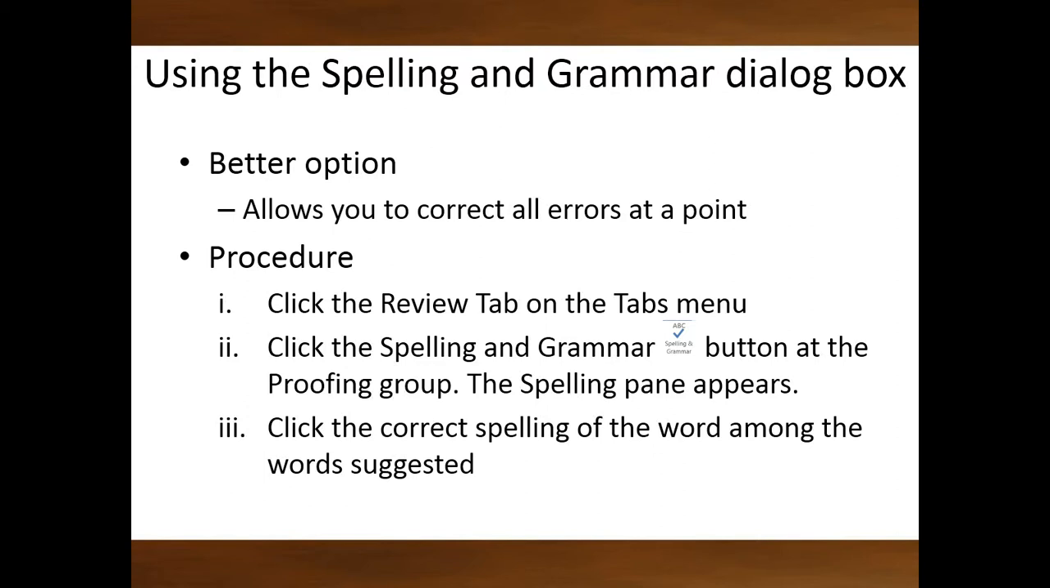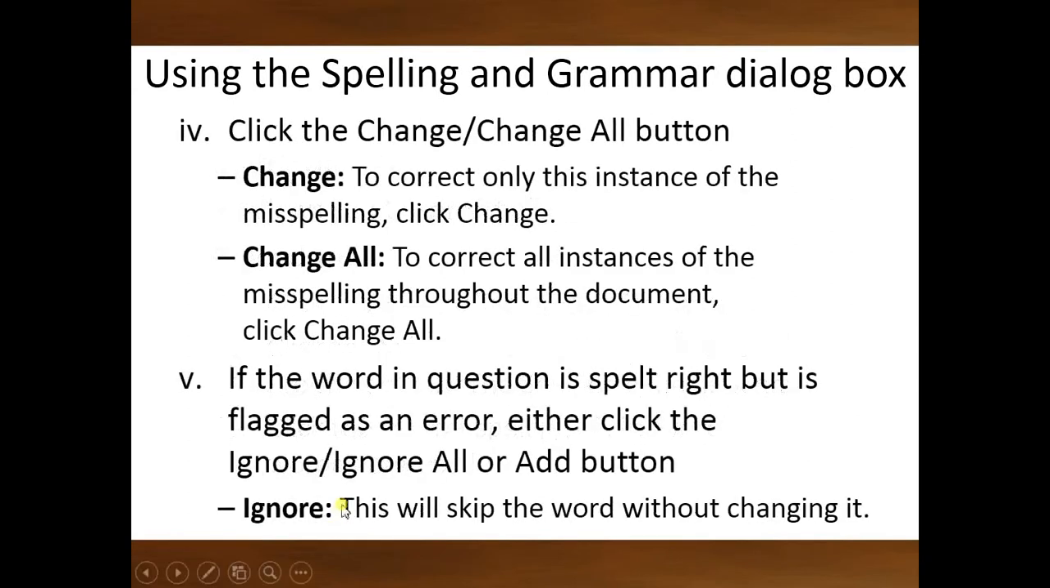What is the procedure for using this option? Step 1. Click the Review tab on the Tabs menu. Step 2. Click the Spelling and Grammar button on the Proofing group. Once you click that, the spelling pane appears. Step 3. Click the correct spelling of the word among the suggested words. Step 4. Click the Change or Change All button.